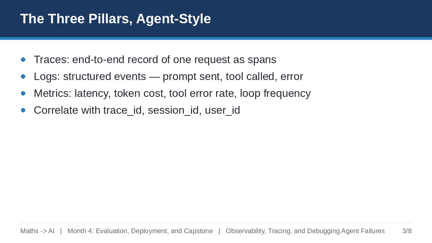We adapt the classic three pillars. Traces capture an entire request as a tree of spans. Logs are structured events at each step. Metrics aggregate behavior across many runs so you can alert on cost spikes or rising error rates. Correlation IDs let you stitch multi-turn conversations together.